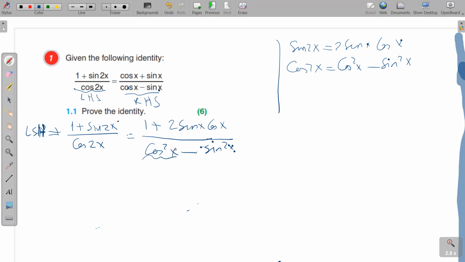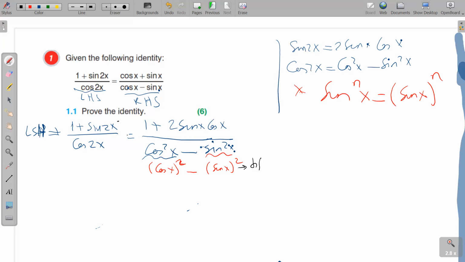Of course, cos square x means the same as cos x in brackets squared, and this one means sine x in brackets squared. They are the same. Sine to any power, sine square, sine cube, etc., in the bracket sine x to the power of n. Cosine and tangent are also the same. So the basic idea is the denominator looks like a difference of two squares.